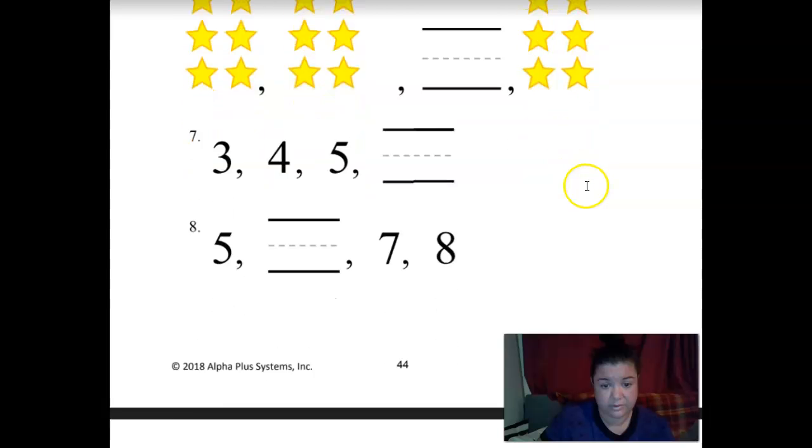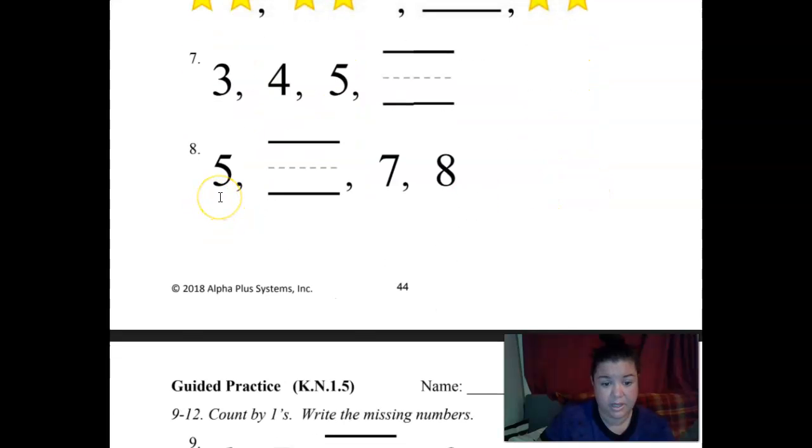Let me scroll up for you. So 5, blank, 7, 8. What comes between 5 and 7? Pause the video and write your number down. Okay. What number comes between 5 and 7? 6. So we had 6 here and 6 there. Good.